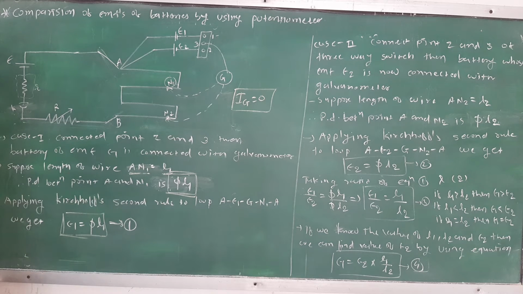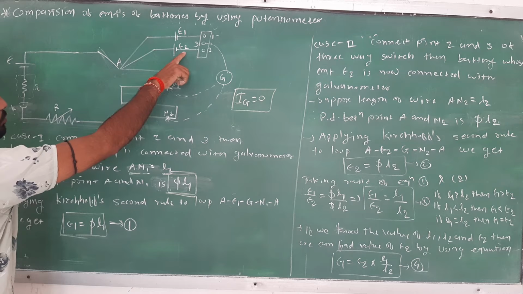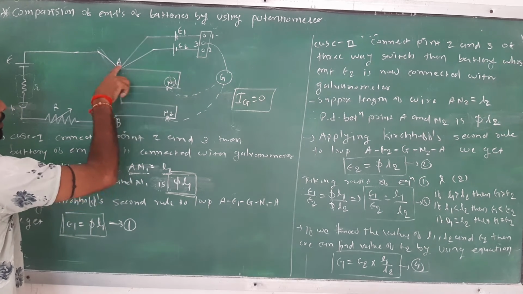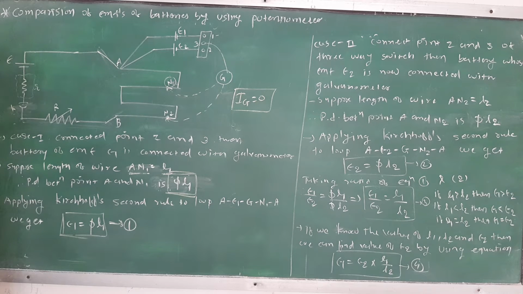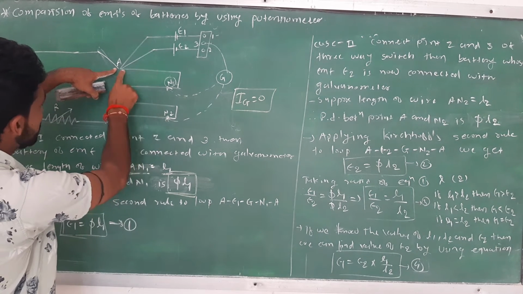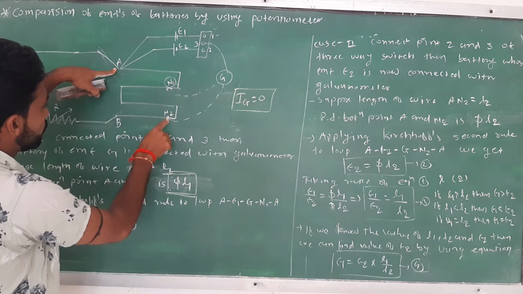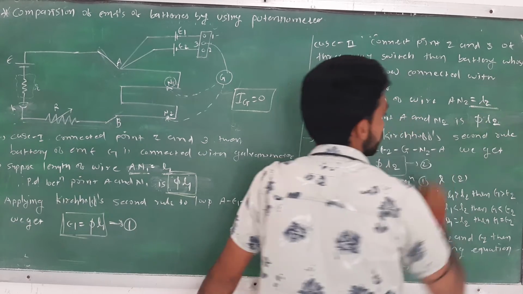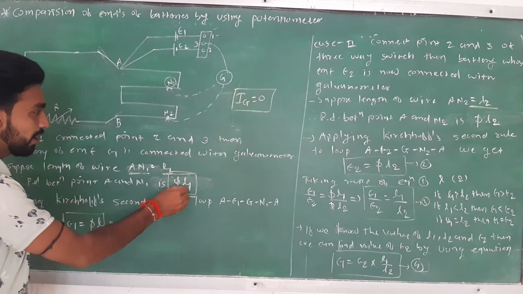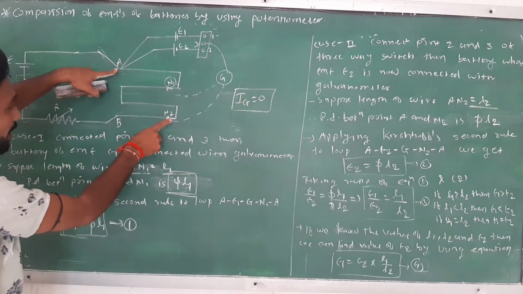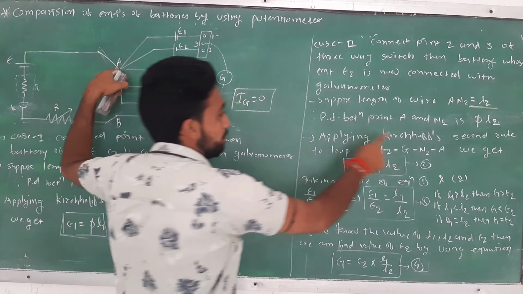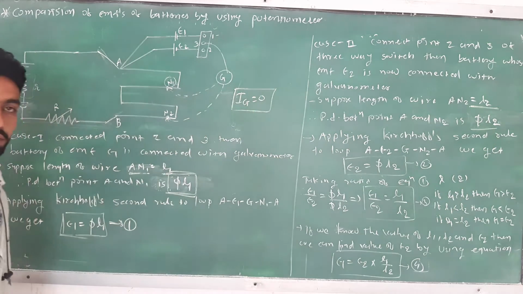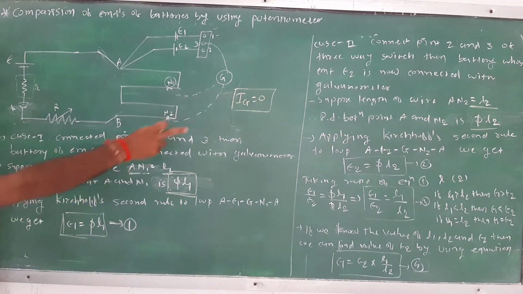So now we have a loop A, epsilon 2, G, N2, and back to A. Suppose this distance, this wire length A N2, is denoted by l2. Now according to the same rules, you can find the potential difference between point A and N2. That is given by the potential gradient φ times l2. A similar procedure we can apply here.